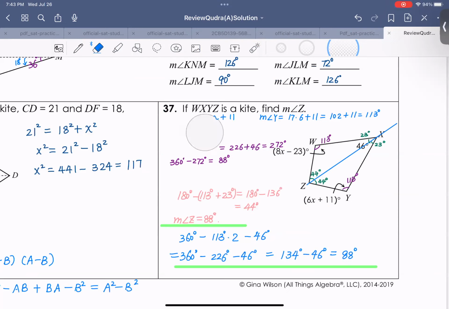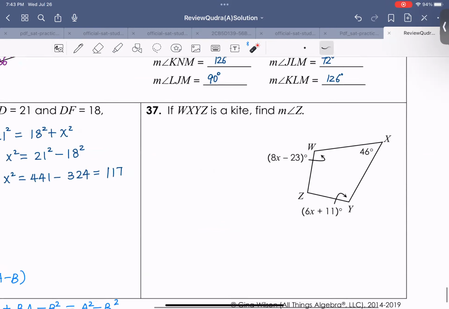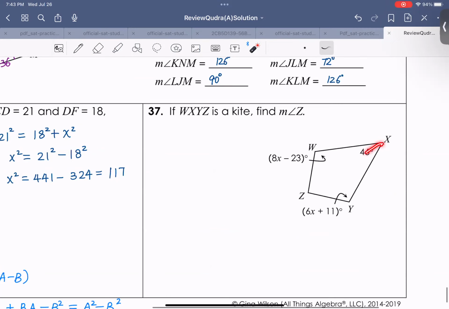This one, I'm going to first delete everything and let you give it a try, but I will give you some hints. This guy is a kite. If it's a kite, then it has a center line. Everything is symmetric over this. So that angle has to equal this angle. Set them equal and you can solve for x.